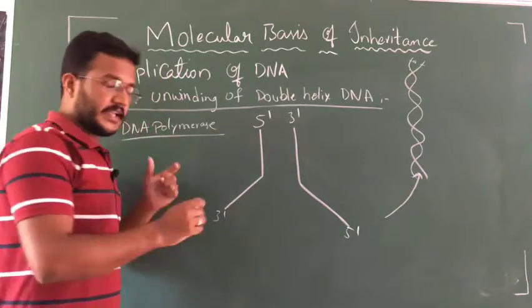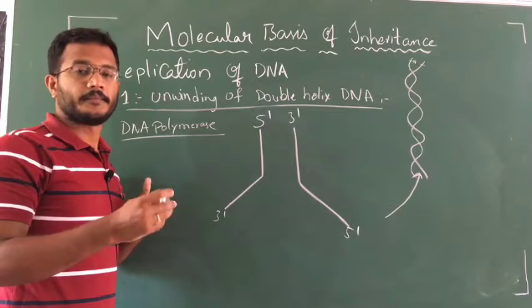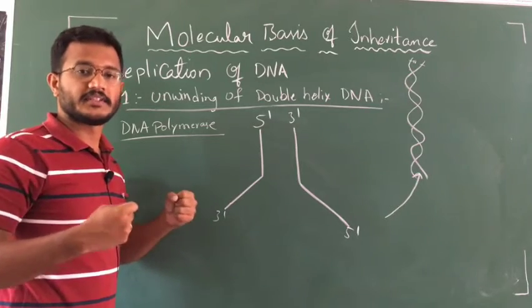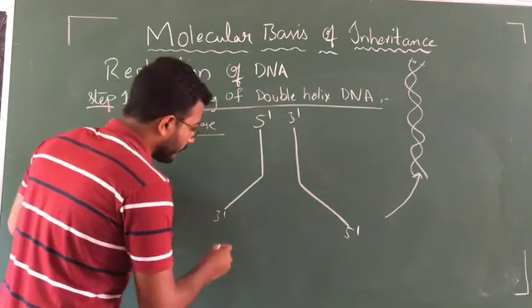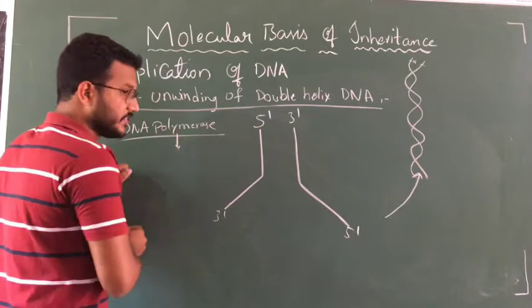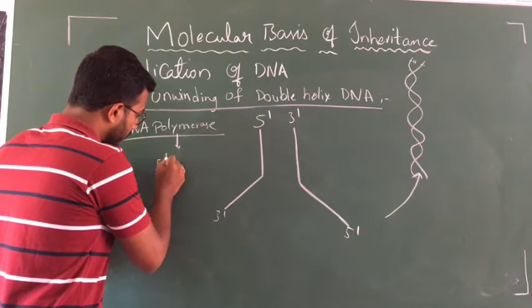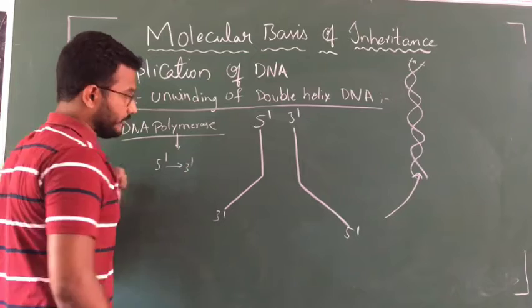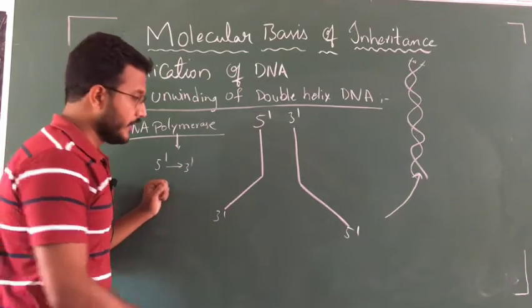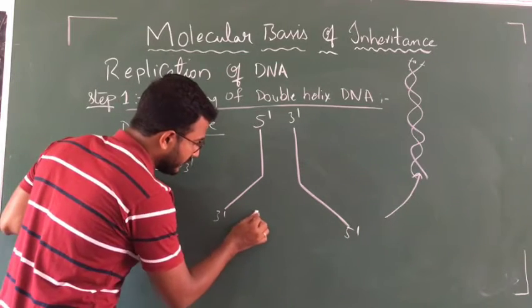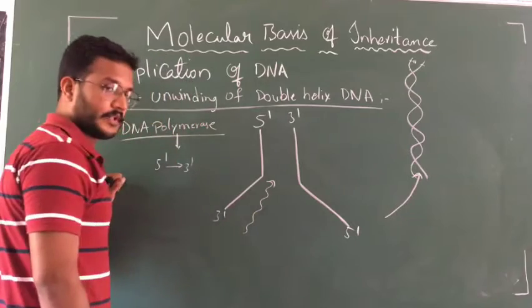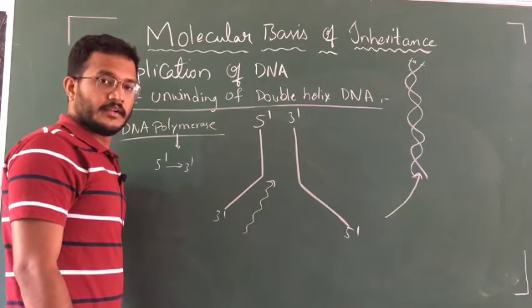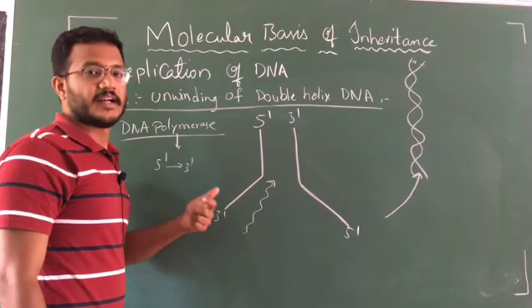Understanding? So, we will see first of all the process in broad manner, then again we will discuss in detail. Now, the DNA polymerase will start its action from 5' to 3' direction. Understanding? The helicase is traveling in this direction. So, in the same direction, the DNA polymerase synthesizes the new strand.